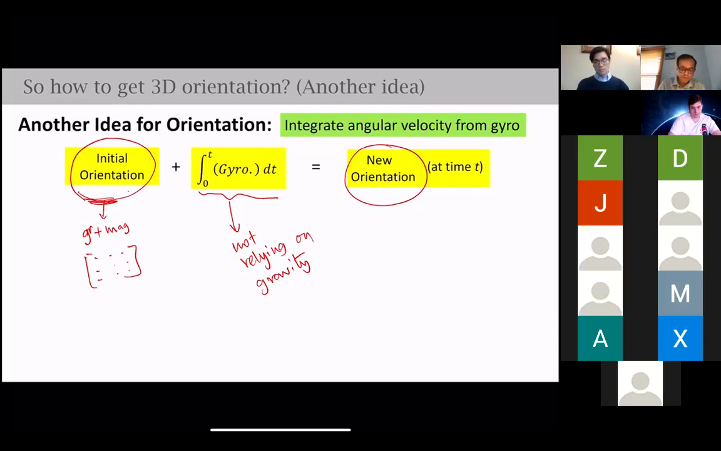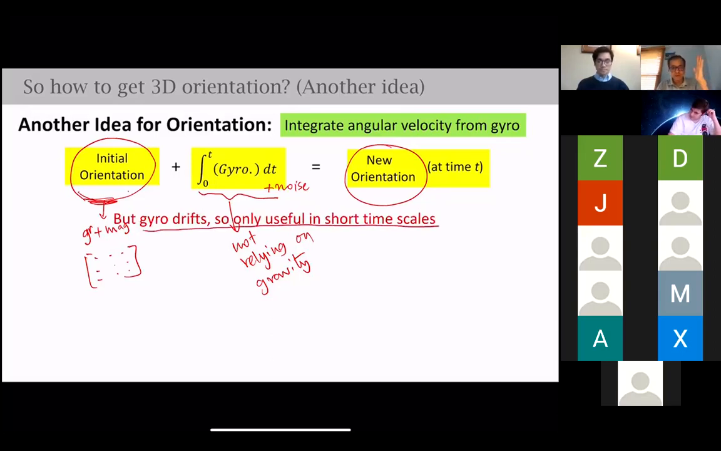Now, the only issue over here is again that noise. If you do this integration over long durations, that noise will keep adding up. But it's one way. Good. So gyro drifts, meaning over time the gyroscope noise will keep getting added up, and there's no way to reset that noise, so that gyroscope orientation will drift.